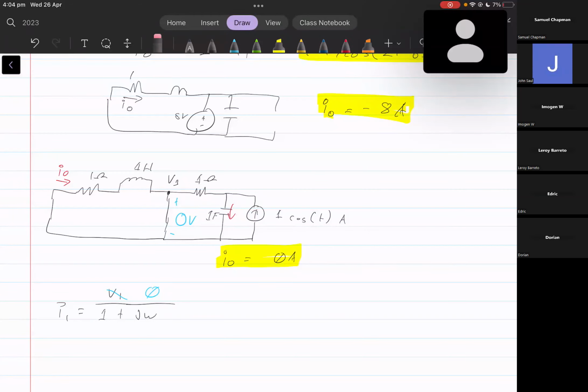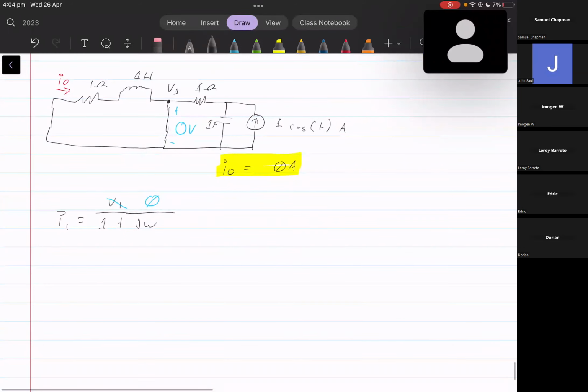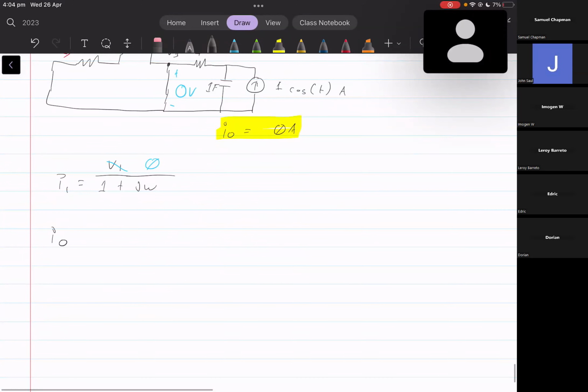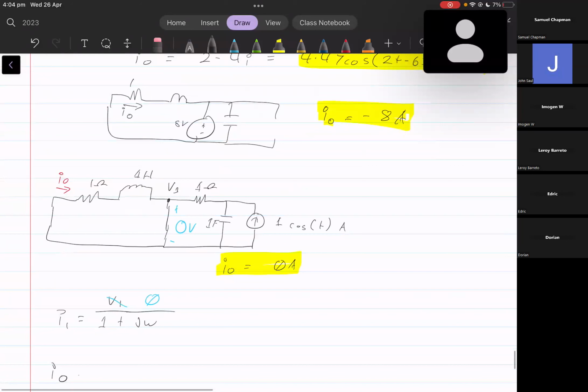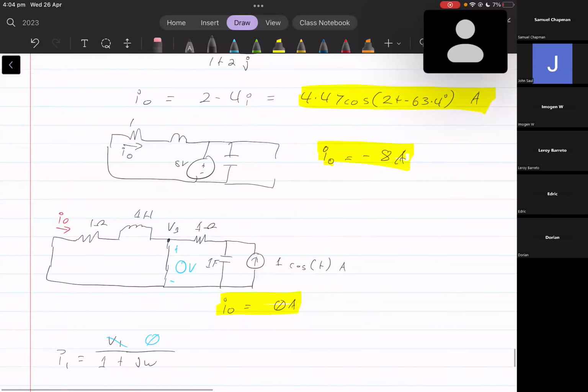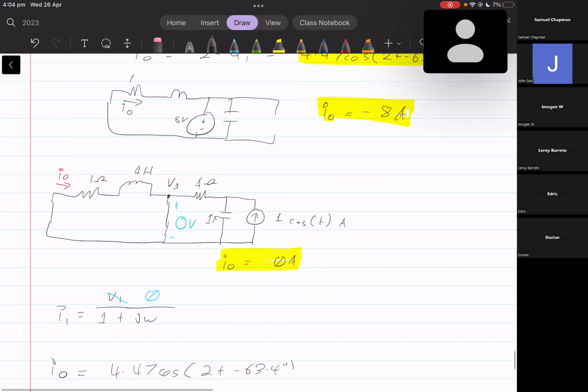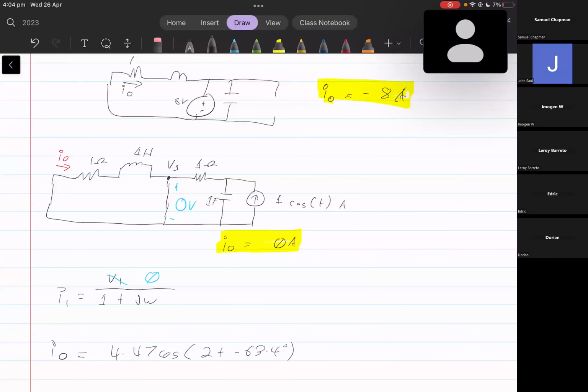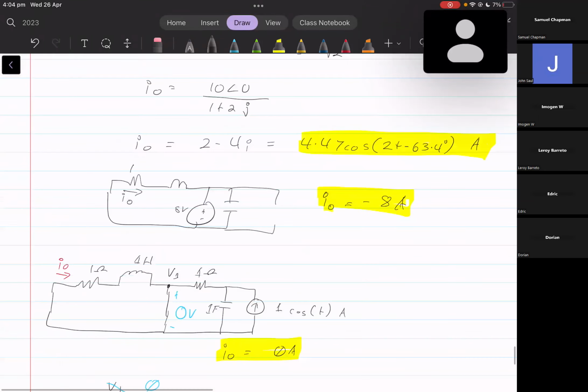Cool. So the final answer for that with superposition, we just add everything together. So that's going to be 4.47 cos 2t minus 6 degrees, minus 8 amps. Any other questions about that? How I got this part maybe?